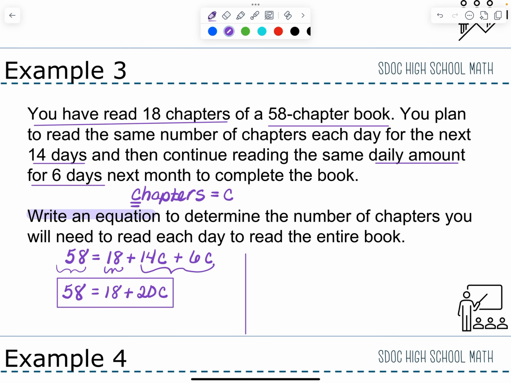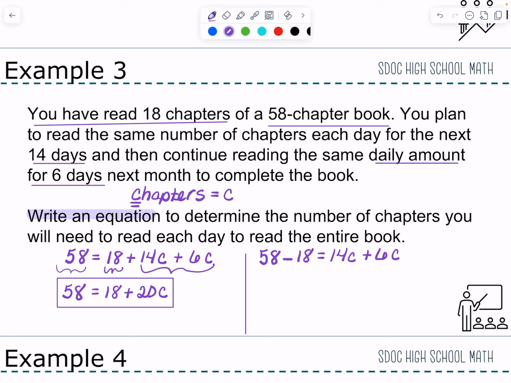Some people see this as, I have 58 chapters to start with, but I've already read 18. So I can subtract 18 chapters. That's what I've already read. This is the past. What's in the future? In the future, I'm going to read 14 days. I'm going to read so many chapters, plus 6 days. I'm also going to read so many chapters.